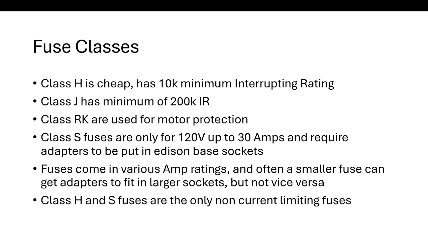So Class H is the cheapest fuse. It has a 10K minimum current interrupting rating. Class J has a minimum of 200K interrupting rating. Class RK fuses are used for motor protection. Class S fuses are only for 120 volts up to 30 amps and require adapters to be put into Edison base sockets. Class H and S fuses are the only non-current limiting fuses. Everything else is current limiting.